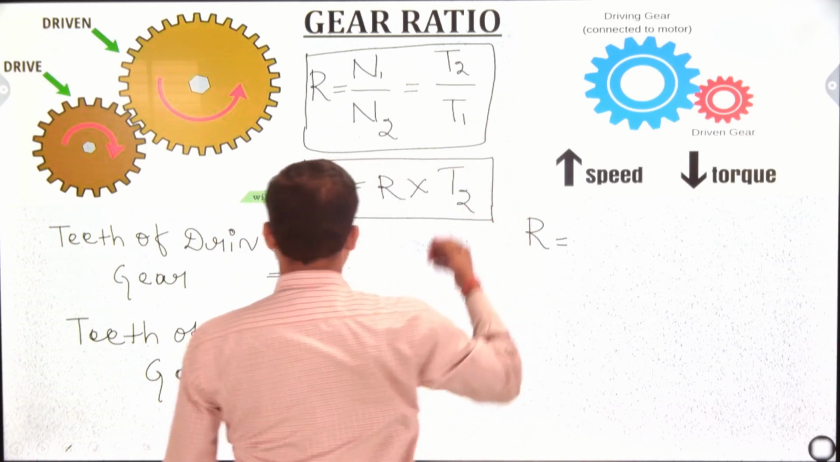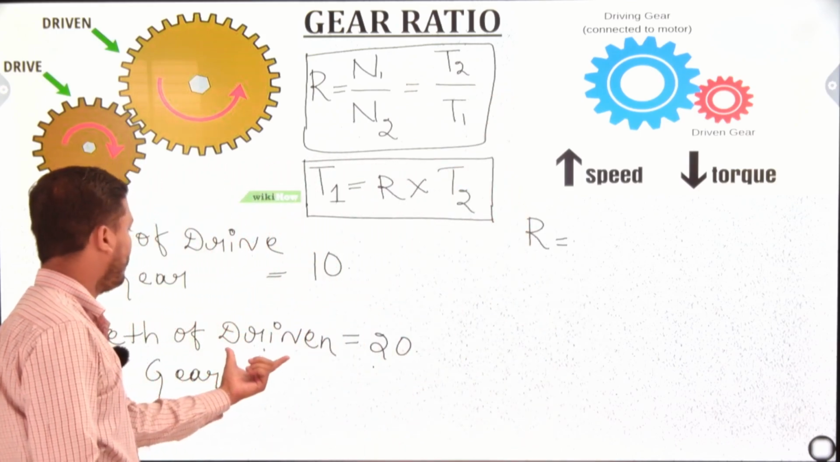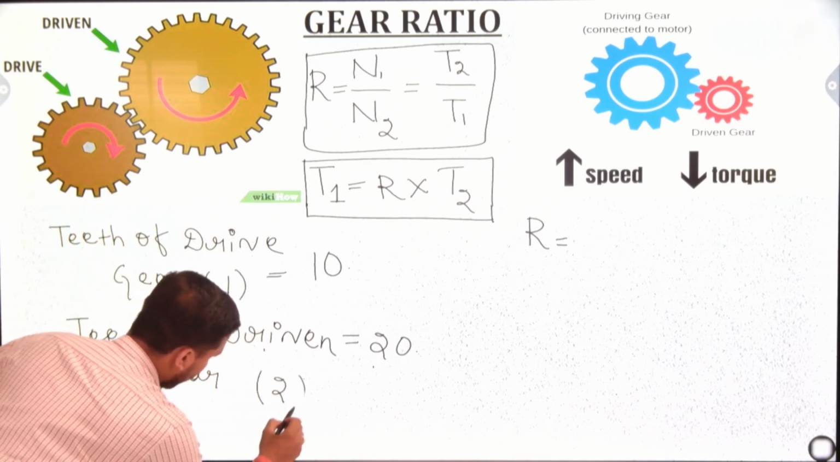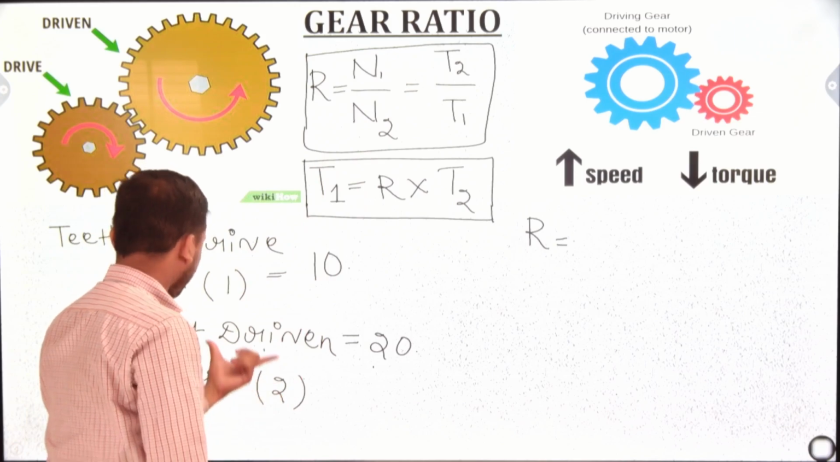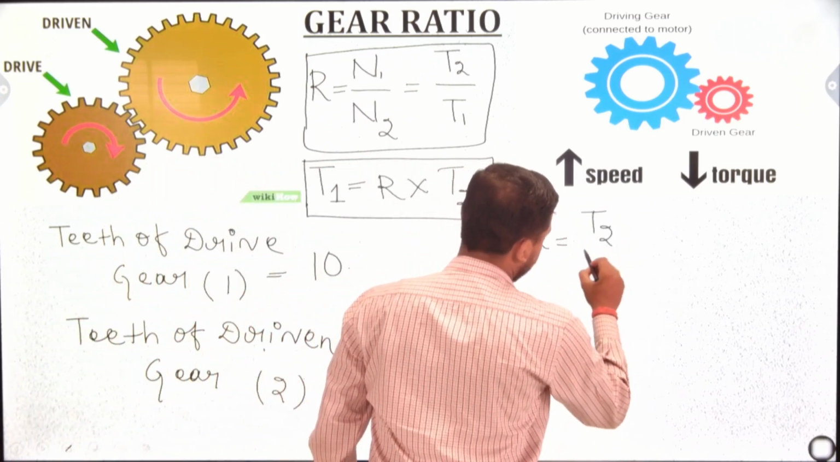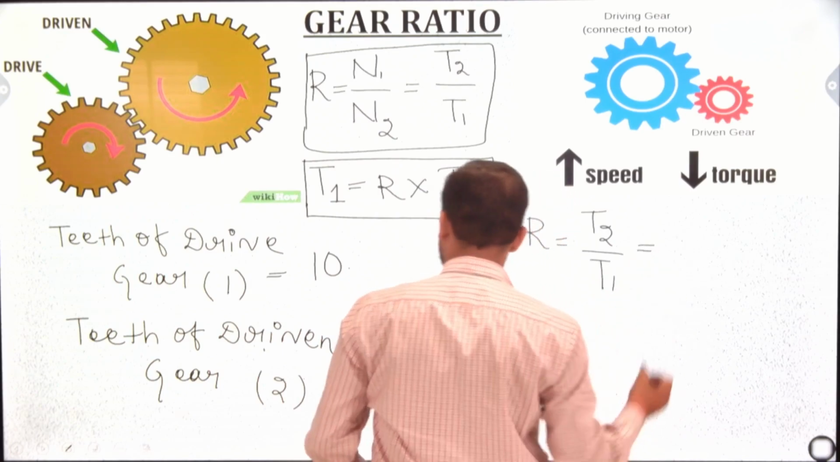Let's take T2. T2 क्या है? T2 मतलब ड्रिवन है, तो ये ड्राइव है तो 1 है, तो ड्रिवन है तो ये 2 है. तो अब आ गया T2. T2 मतलब ये ड्रिवन पार्ट का टीथ कितना है? 20 है. तो T2 बाई T1 इज इक्वल टू, T2 कितना है? T2 20 है.